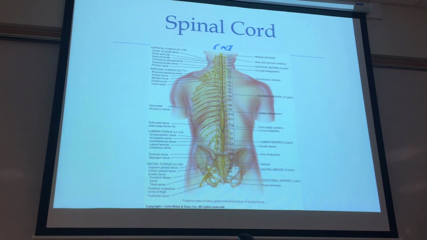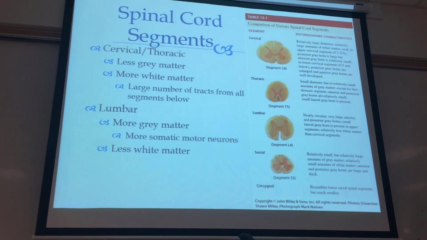The spinal cord. Here you can see the different segments of the spinal cord, C1 all the way down to S5. You've seen that already in anatomy, so I won't really go into it. Again, looming question: do you need to know the cranial nerves and spinal nerves? No, I'm not going to have you remember that. Don't worry about that.